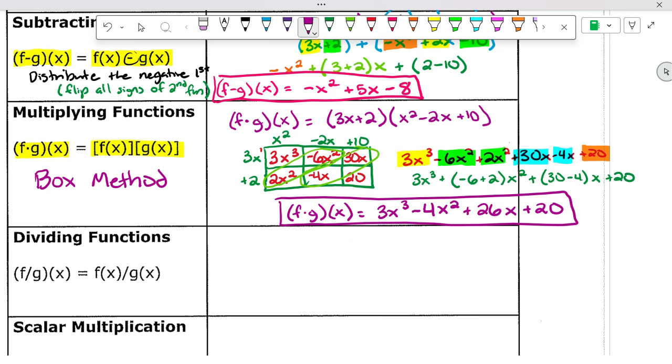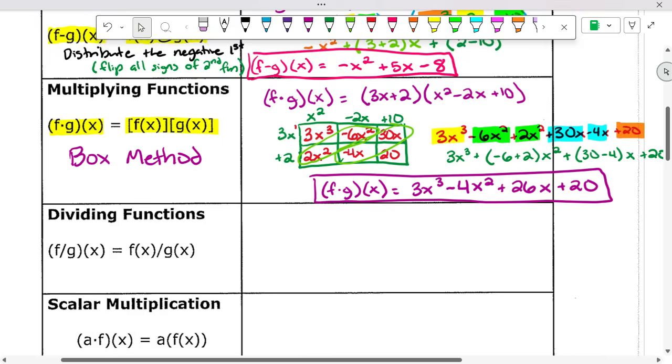So again, everything we've done so far, nothing new. All right, you've done it all the way back in Math 1. And you did it again in Math 2. Okay, so you should be fairly familiar with these. I said fairly familiar.